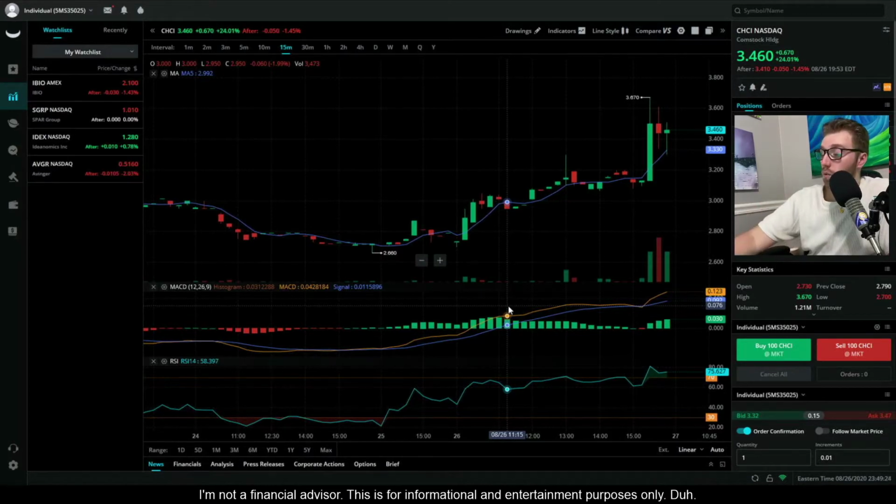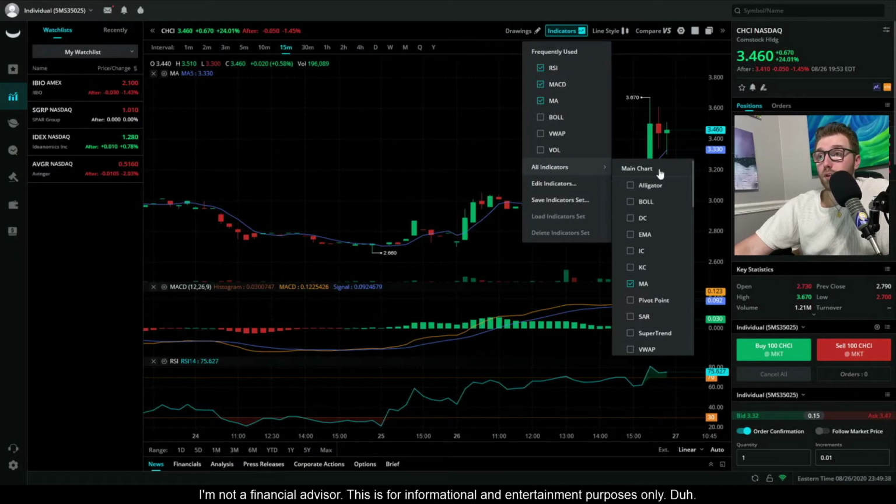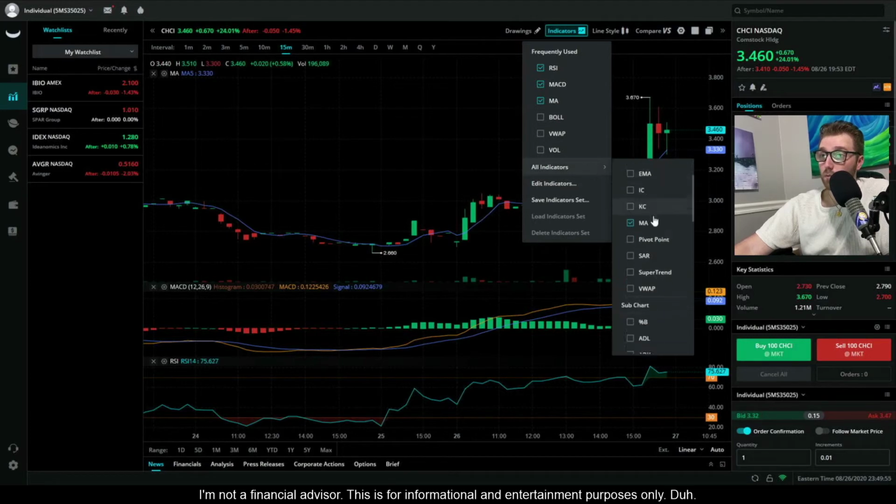So when you go into Webull in the charts, there's this nice little indicator button up here. I have these ones as my frequently used ones. If you start for the first time, probably won't be there. You go to all indicators, then you scroll down until you go into the subchart. Subchart's basically just saying anything below this main chart here. Go there, scroll the whole way down to MACD.